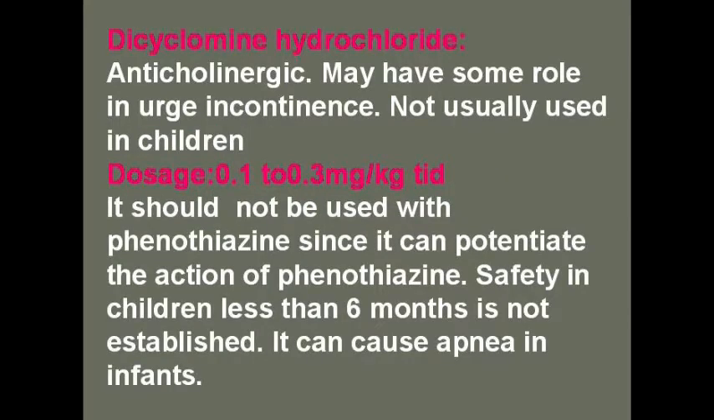Now dicyclomine is again in the books as an anticholinergic, but pediatric surgeons usually use it for abdominal colic, non-specific abdominal colic. It is an antispasmodic. Dose is about 0.1 to 0.3 milligram. It should not be used with phenothiazine since it can potentiate the action of phenothiazine. Safety in children less than 6 months is not established. It can cause apnea in infants.